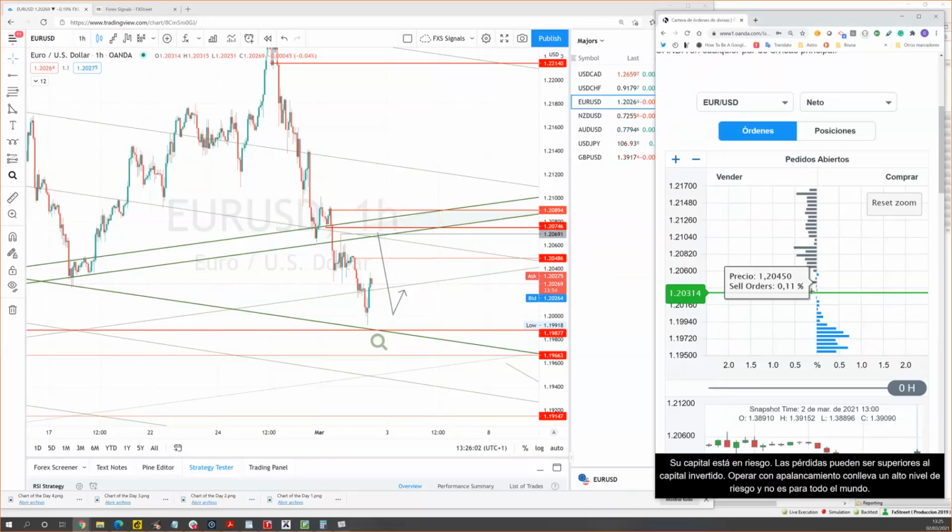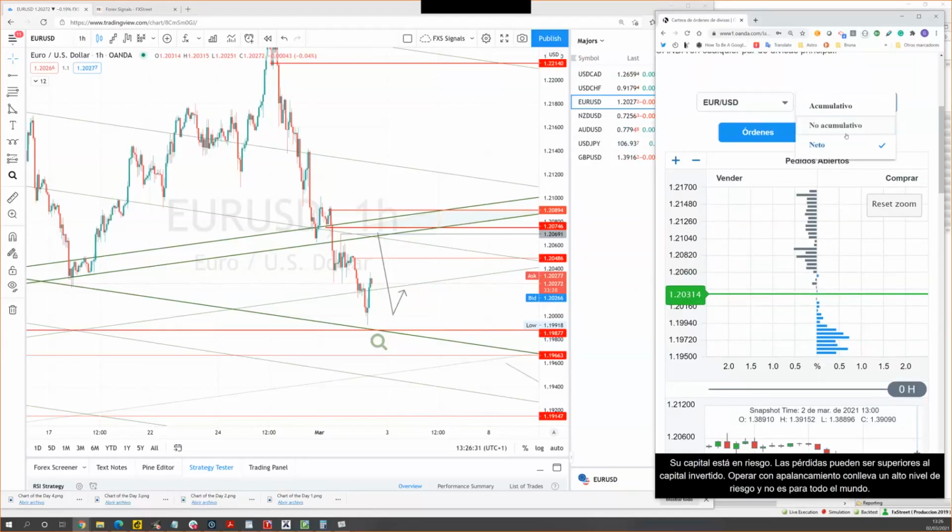Until then, it will probably not have a lot of barriers in its path, and it will probably accelerate. Yeah, but should it continue to move higher, it would probably, in this case, we have the net figure, but we'll look at the non-accumulative.